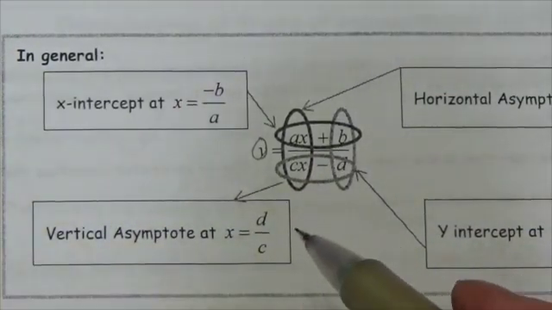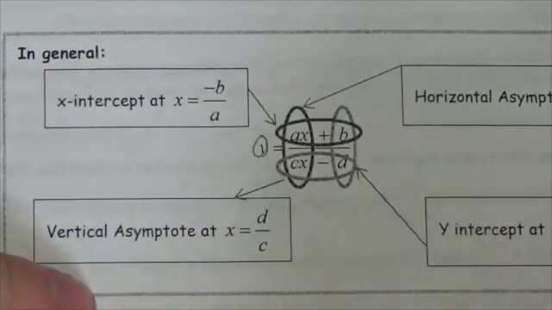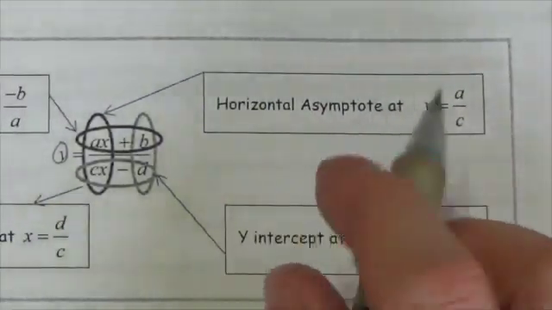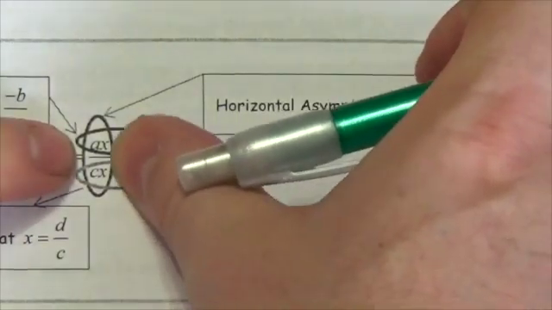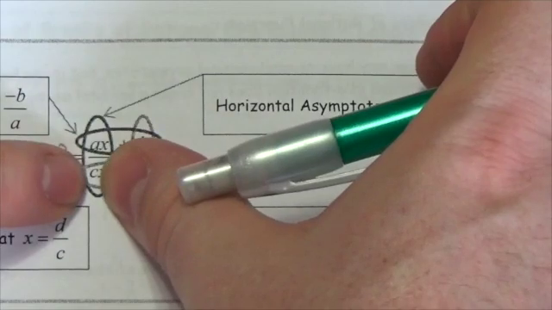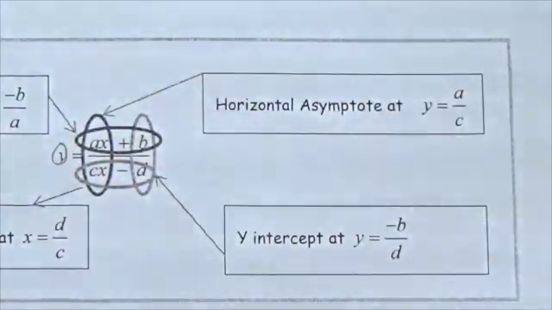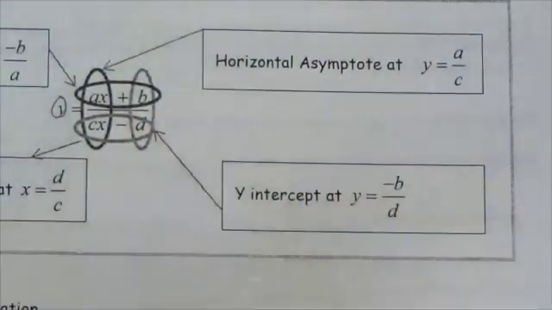The vertical asymptote comes from the denominator going to 0, and again, it doesn't matter what the numerator is doing, the vertical asymptote here is going to be d over c. Now, the horizontal asymptote, in this particular case, if you've got similar degrees, and we've talked about this, the horizontal asymptote is going to be the ratio of those two leading coefficients, with the highest degree terms. And the y-intercept, remember what you do for the y-intercept.